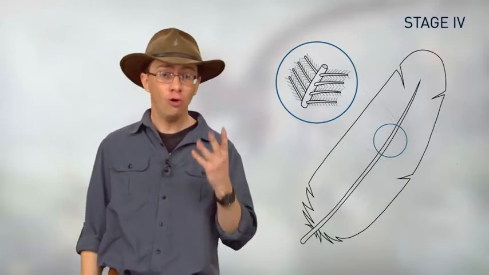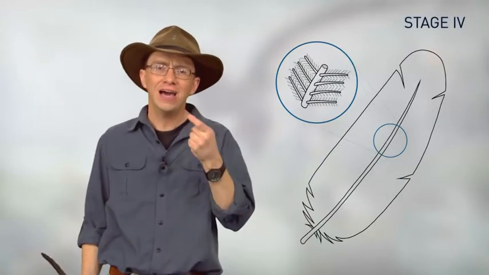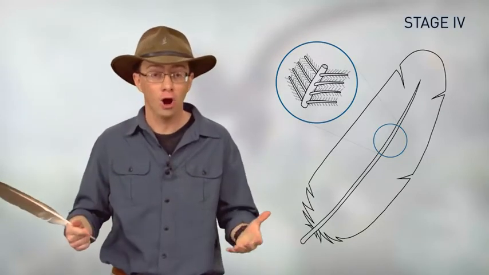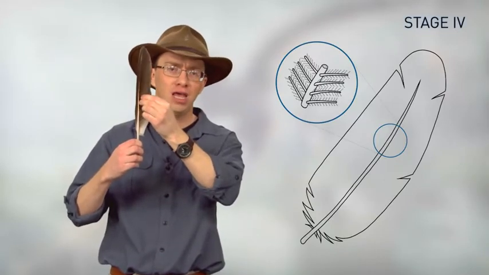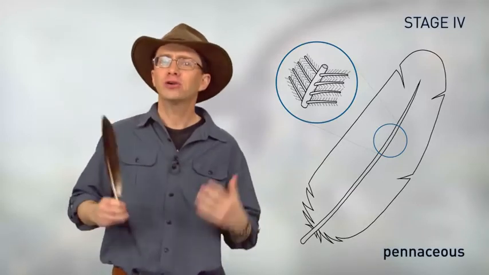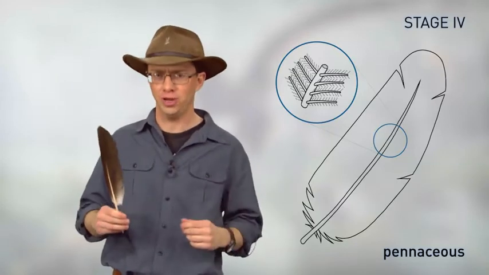In stage 4, the barbioles develop a hooked form that allows them to grip together with the barbioles of adjacent barbs, like Velcro. This is what can turn a feather from a filamentous branching structure into a unified, continuous shape. We call such feathers pinnaceous. To better convey how the hooking barbioles work, let me show you a simple demonstration.